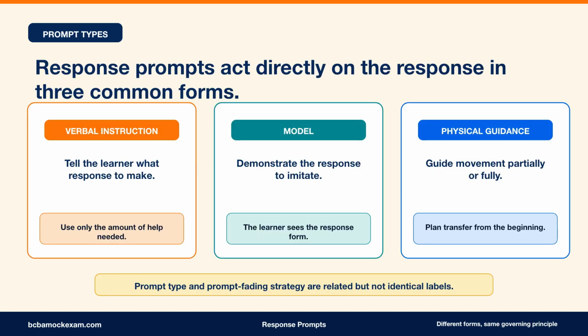The three common response prompt forms differ in how assistance reaches the response. Verbal instruction specifies what to do. Modeling shows the response form to imitate. Physical guidance assists movement partially or fully. Any of these may be more or less controlling for a particular learner. So hierarchy decisions should come from assessment and performance data rather than a universal ranking. A transfer plan is needed from the beginning.